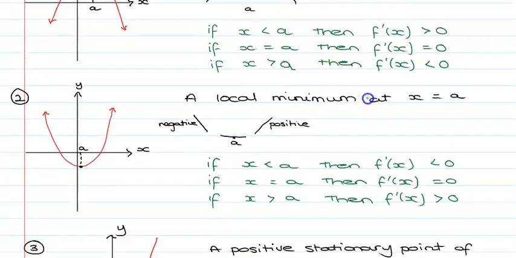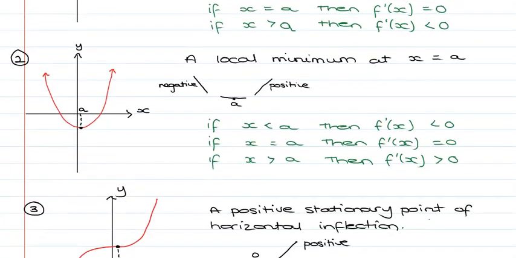Now let's look at the local minimum. So if we've identified that the gradient is 0, let's look to the left and to the right. If we look to the left of a local minimum, we find that the gradient is negative. If we look to the right of the local minimum, we find that the gradient is positive. We would classify that scenario here as a local minimum.